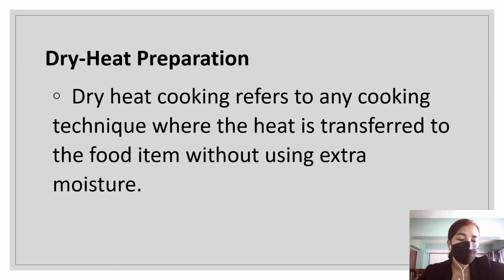So, dry heat preparation. Dry heat cooking refers to any cooking techniques where the heat is transferred to the food item without using extra moisture. So, this method typically involves higher temperatures, 300 Fahrenheit, or may reach up to 500 Fahrenheit. Okay, so examples of dry heat preparation include baking, roasting, broiling, grilling, barbecuing, and frying.